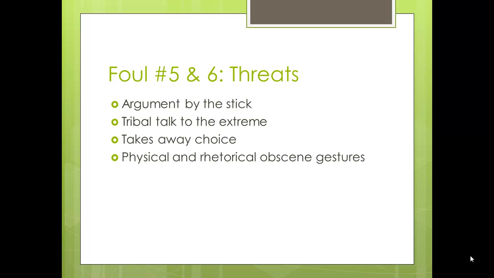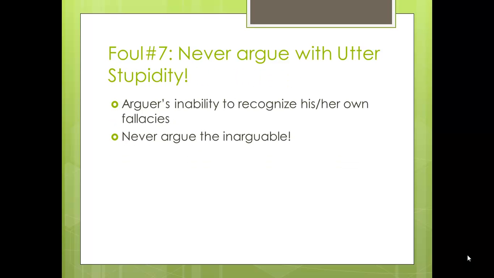Fouls number 5 and 6 include threats. These are the kinds of arguments used by the stick. This takes tribal talk to the extreme and of course takes away choice. This may also include physical and rhetorical obscene gestures. The final foul is number 7. Never argue with utter stupidity. This includes an arguer's inability to recognize his or her own fallacy. And of course, you never want to argue the inarguable.